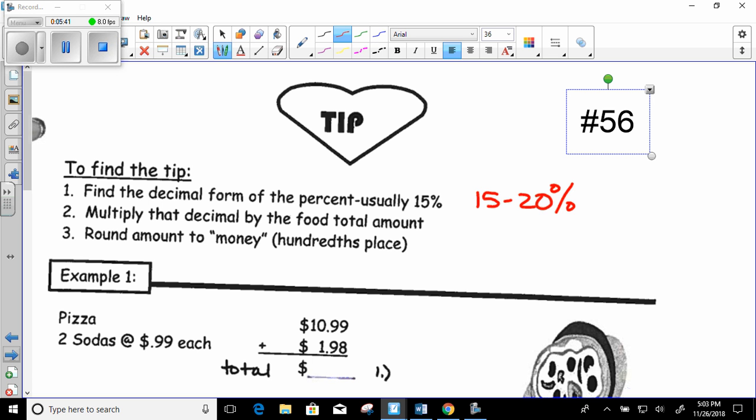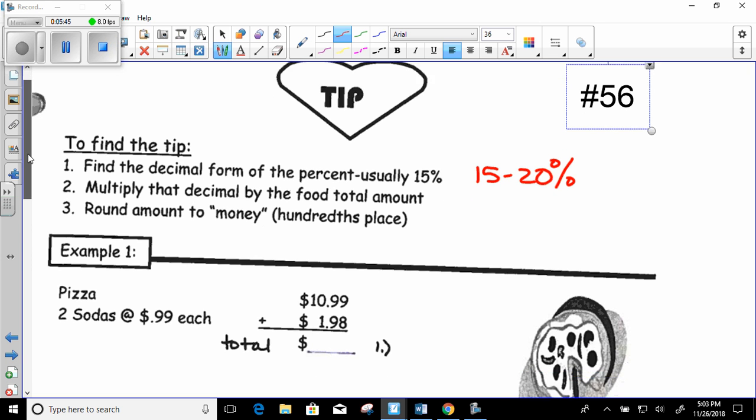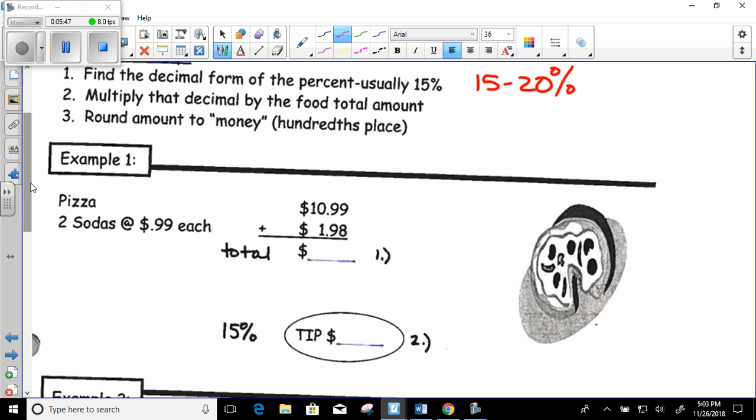Of course, we're going to change that to a decimal, and then we're going to do basically the same thing and then round it to money. So let's look at example one. So you have pizza, $10.99. You have two sodas at $1.98. So we're going to add the total, which is really a subtotal, right? So you're going to get $12.97.